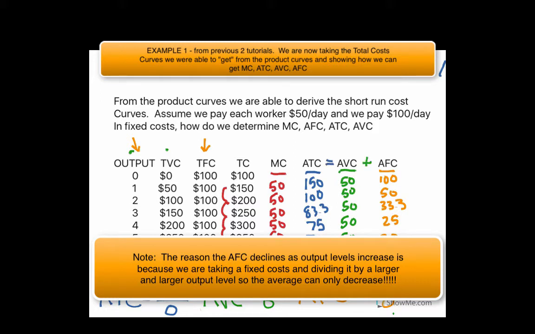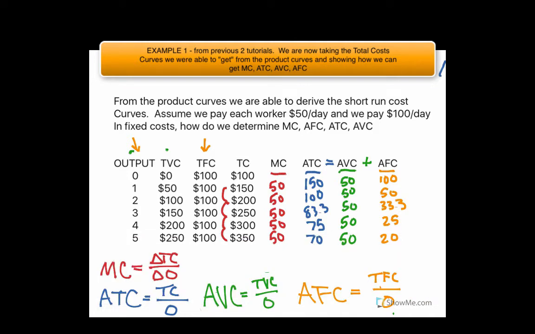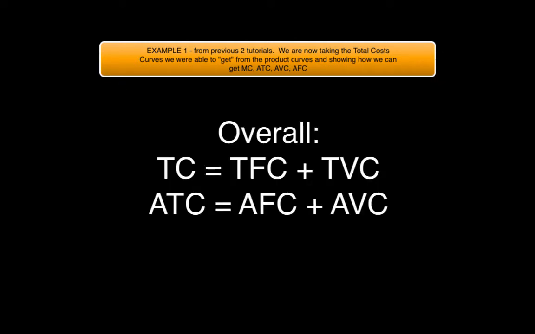And you'll notice that average total cost equals average variable cost plus average fixed cost. So that's a good way to check and make sure that your columns are right, is that average fixed cost and average variable cost will add to equal average total cost.